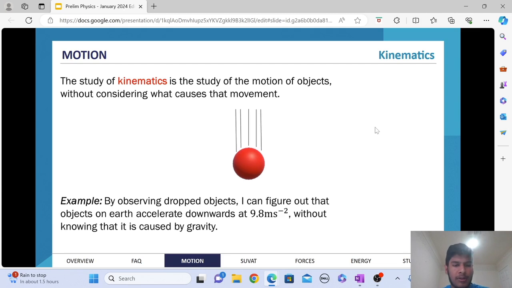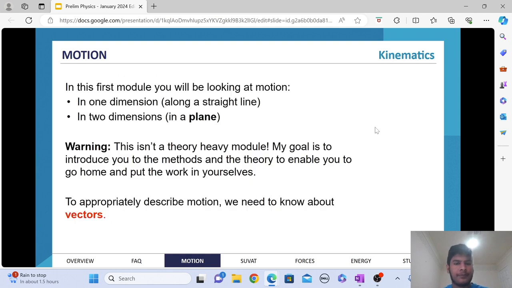For example, by observing dropped objects, I can figure out that objects on the Earth accelerate downwards at 9.8 meters per second squared without knowing that it is caused by gravity. So in this first module, you'll be looking at motion in one dimension, which is just along a straight line, and in two dimensions, which is on a plane.